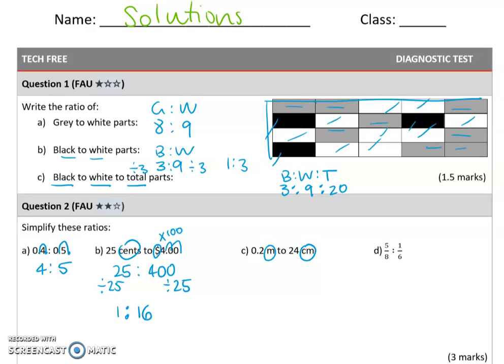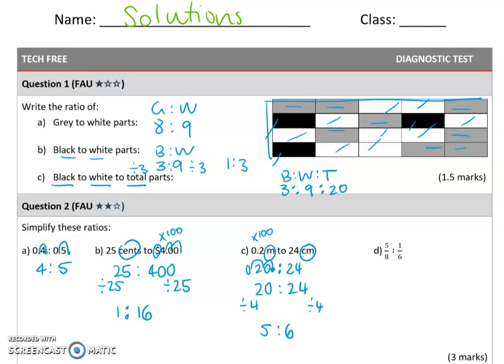There's 100 centimeters in a meter. So here's a meter, times it by 100. 0.2 times by 100, jump the decimal twice, that's 20 centimeters to 24 centimeters. 20 to 24, we can divide both sides by 4. The answer is 5 to 6.